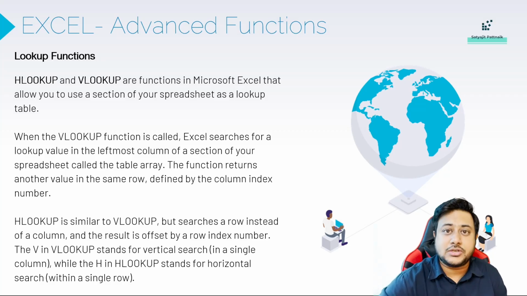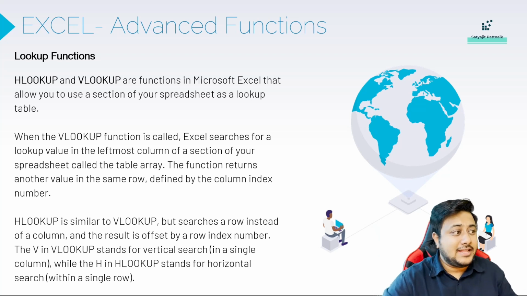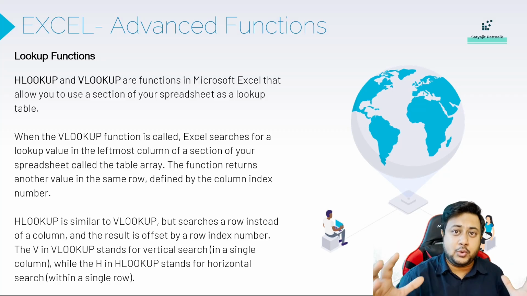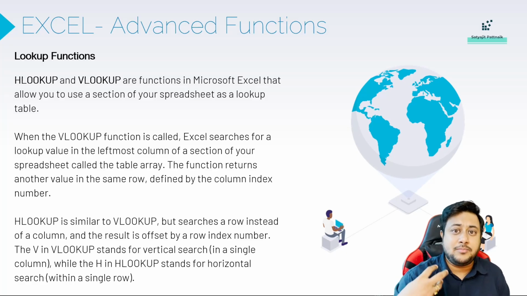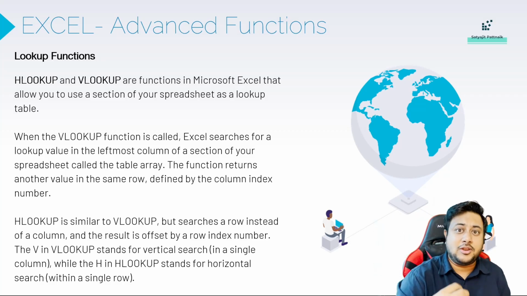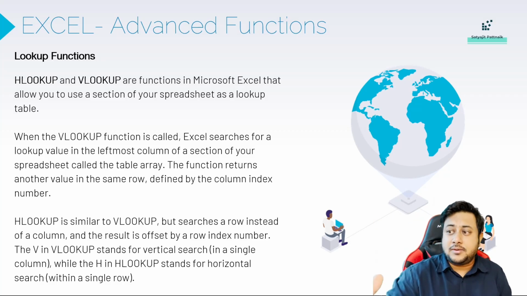Now, when it comes to lookup functions, there are 2 types of major lookup functions. One is HLOOKUP and one is VLOOKUP. HLOOKUP and VLOOKUP functions in Microsoft Excel allow you to use a section of your spreadsheet as a lookup table. Let's say you are dealing with huge data or multiple columns and multiple rows. And let's say you want to do some lookup. Let's say you want to find the total value for a particular column where the column value is X, something like that. So for a particular column value, you want to find its next column value.